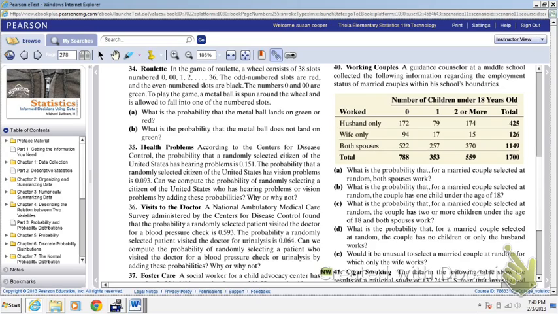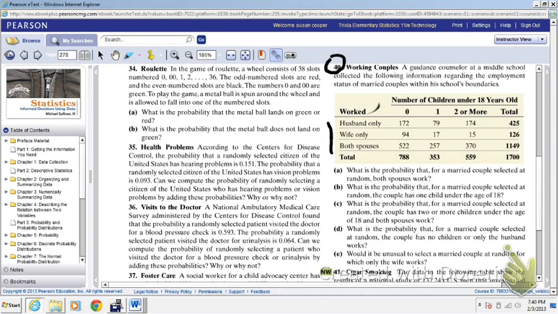Okay, and I'm hoping you can read this table okay. I never know really how these things look until I get them online, but I'll read it to you. It says, working couples. A guidance counselor at a middle school collected the following information regarding employment status of married couples within his school's boundaries. So here we have, husband work. Here the category is sort of, did they work or not? So worked, I'll erase that. And you're looking at husband only, wife only, both spouses.